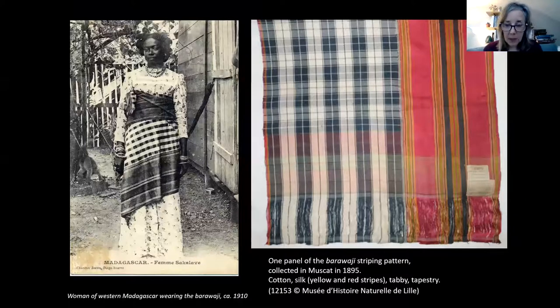Here is the style that was known as the Barawadzi, and you can see also that it is quite different. We have bold black and white stripes at the center, and then these very lively and bright border stripes in silk on the side.